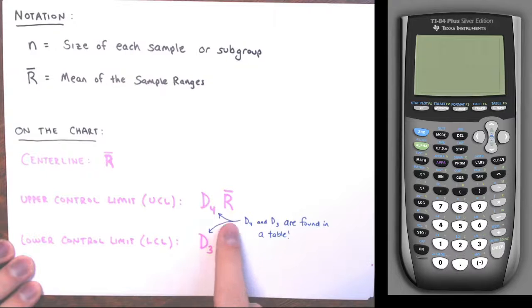Alright, and this D4 and D sub 3 that I'm seeing here, these are found in a table for control charts, right? And if you're not provided one, just do a quick search. They're easy to find. Look for a table for control limits for R charts or just control charts.